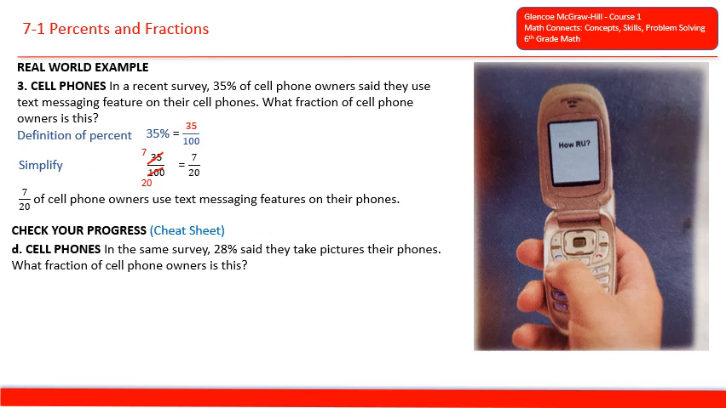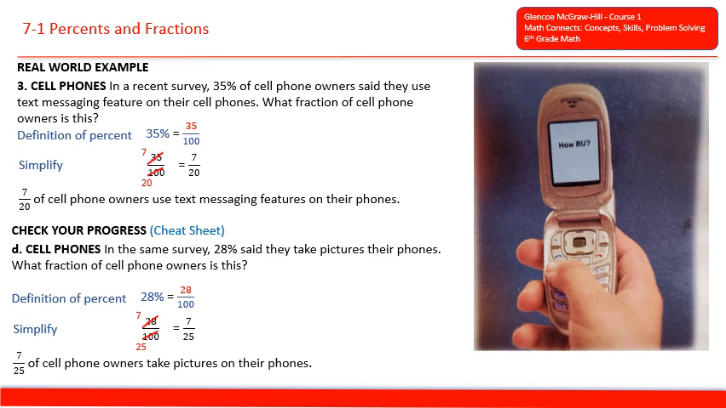Check your progress. Cell phones, in the same survey, 28% said they take pictures with their phones. What fraction of cell phone owners is this? So the definition of percent, 28% equals 28 over 100. And if we simplify that, our greatest common factor is 4, so we get 7 over 25. And again, way more than 28% use their cell phones for pictures today, right?